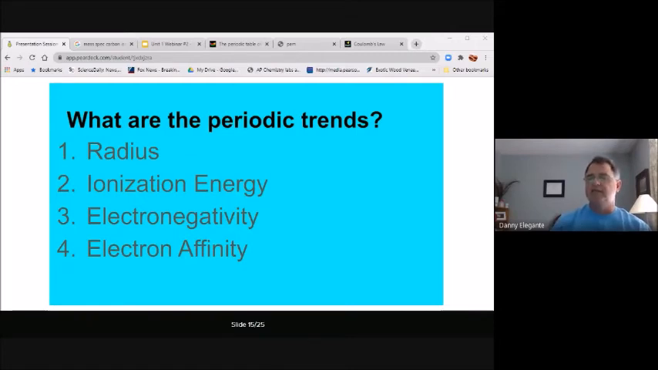Electron affinity is another one that, me personally, I don't see a reason for, because if ionization energy is how much energy is absorbed to knock an electron off, then electron affinity is a measure of how much energy is released when an electron is added. So think of ionization energy as electrons being knocked off, and electron affinity as, when you add an electron to something, how much energy is released.